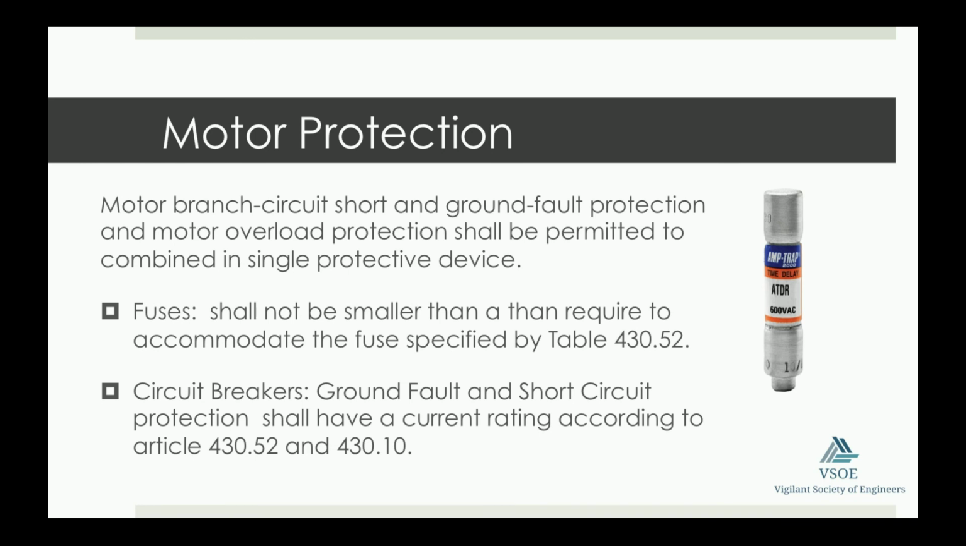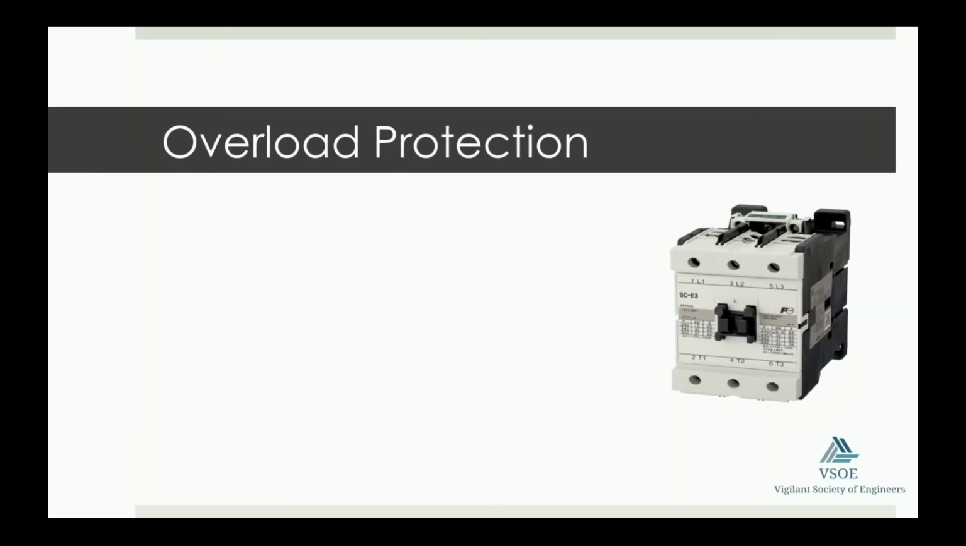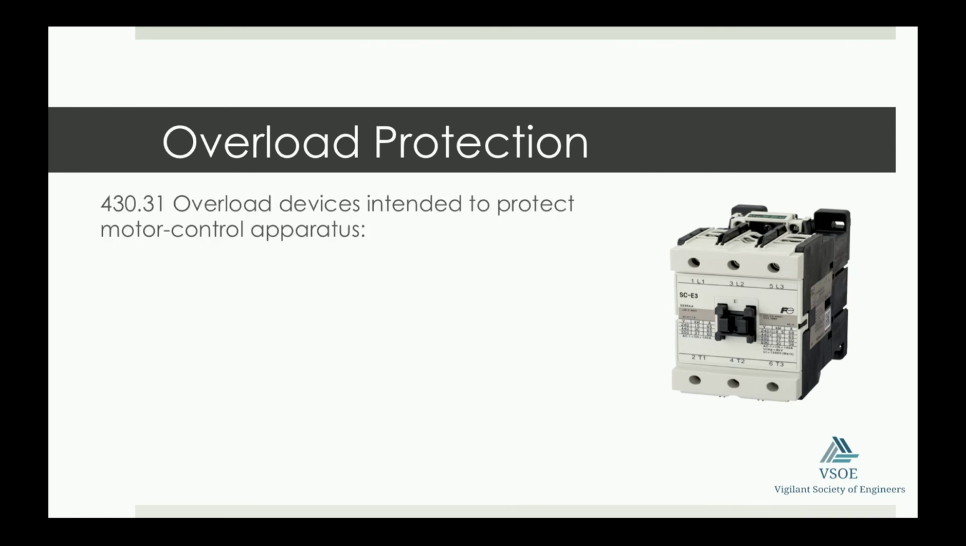Circuit breaker, the next protective device we utilize for these motors. Alright, our motor protection. Circuit breakers include ground fault and short circuit protection and shall have a current rating according to Article 430.52 and 430.10. Overload protection device is intended to protect the motor control apparatus, as is described or illustrated in this diagram.